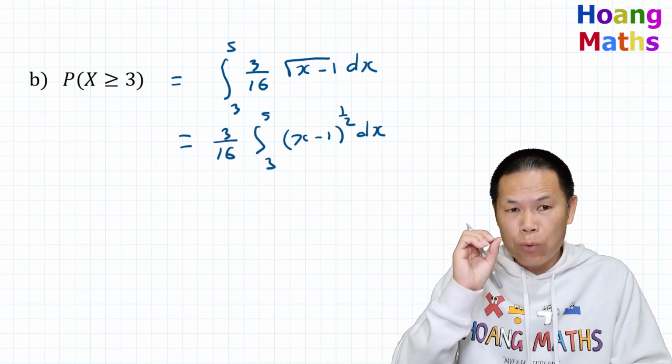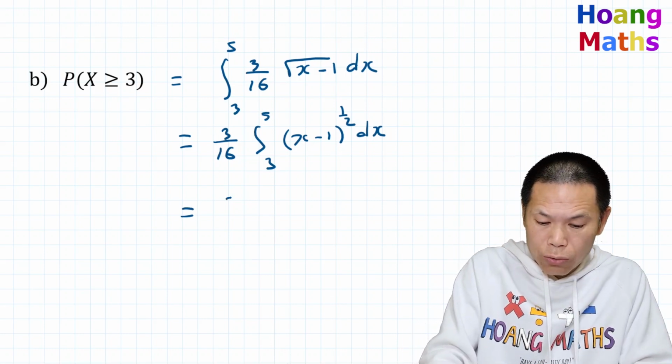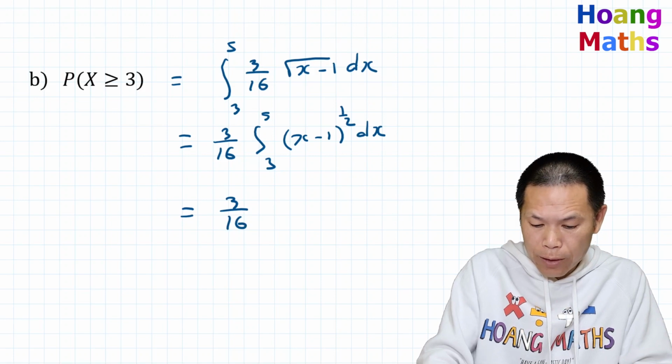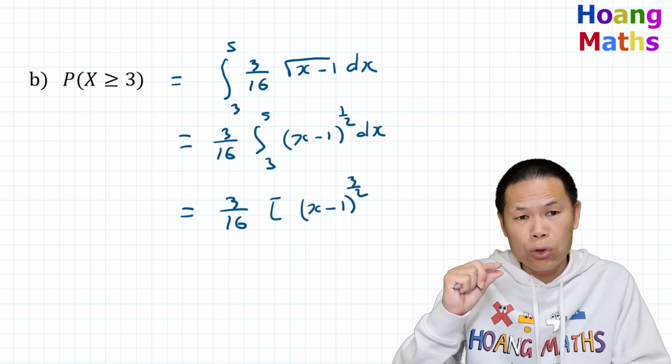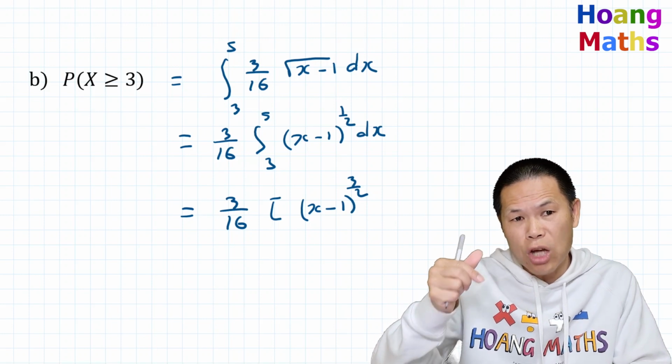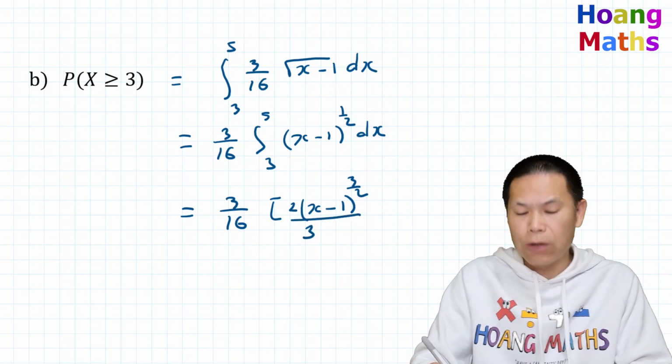So a half, we add 1, so that gives me 3 over 2. So that is equal to 3 over 16. So that is x minus 1. And then we add 1 to a half is 3 over 2. Then we divide by 3 over 2. So we flip it, it becomes times 2 over 3. So I just write 2 over 3 here. Actually write like that.